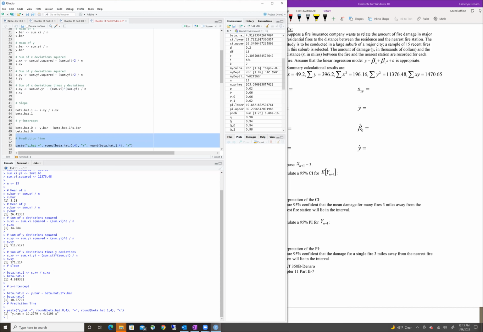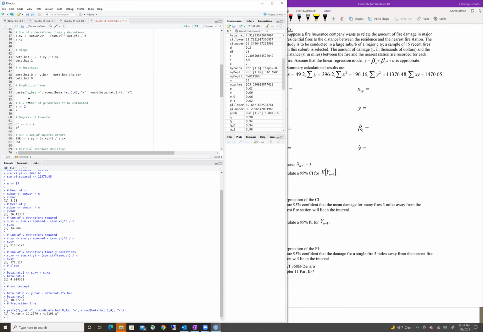Remember, this 10.2779 is the y-intercept. We would interpret that by saying a house that is 0 miles from the fire station will, on average, have about $10,277 of damage. The slope is 4.9193. So on average, a 1 mile increase in distance away from the fire station is associated with a $4,919 increase in the predicted fire damage.